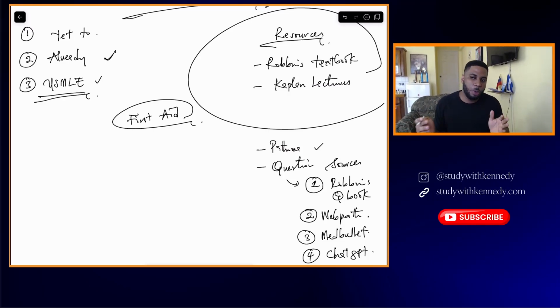If you have a soft copy on a tablet, you have a pen like this one where you can just write, annotate, do that. That's also incredible. Or if not, then at least have a copy of the first aid somewhere on your phone or something and reference it often, because that is the Bible of your USMLE.